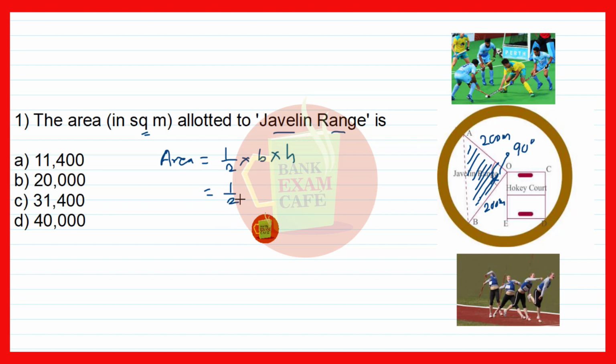So area of javelin range is equal to 1/2 into base into height, which is equal to 1/2 into 200 into 200. So 2 ones are 2, 2 zeros are 0, which is equal to 20,000. And therefore the area of the javelin range is 20,000 square meter, and so the second option is the correct option. Now friends, let us move to the next question.